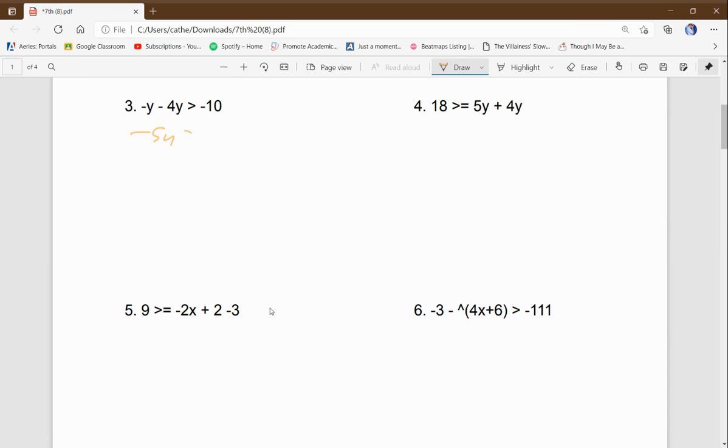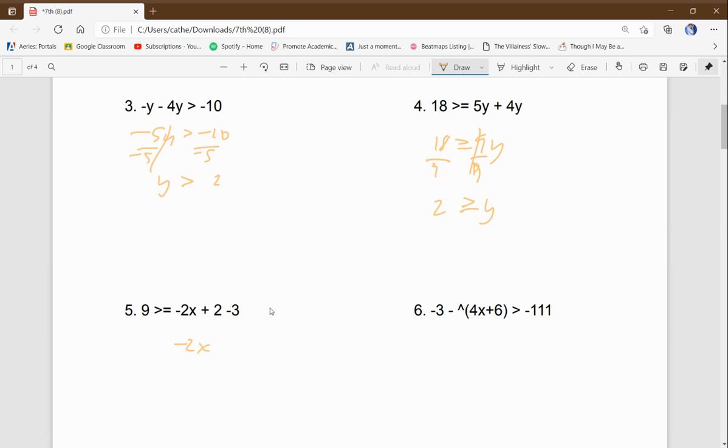Negative 5y, negative 10, divided by negative 5, so y is greater than 2. I cannot do division today. Okay. 9y, 18 is greater than or equal to. So I just divide by 9. So 2 is greater than or equal to y.